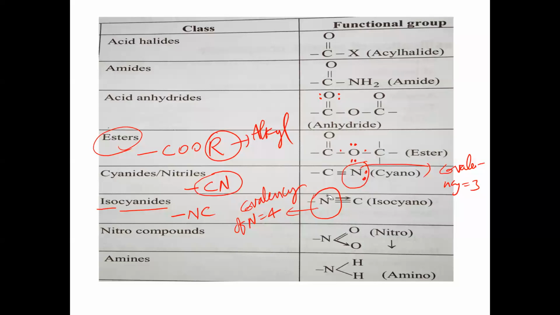So no lone pair on nitrogen in isocyanide. But in cyanide, nitrogen has one lone pair. This point you have to understand. So isocyano, this group name, isocyano. This is cyano. So in common names, we use cyanoethane, cyanopropane like this. Isocyano alkane. So isocyano will be used here for this NC.